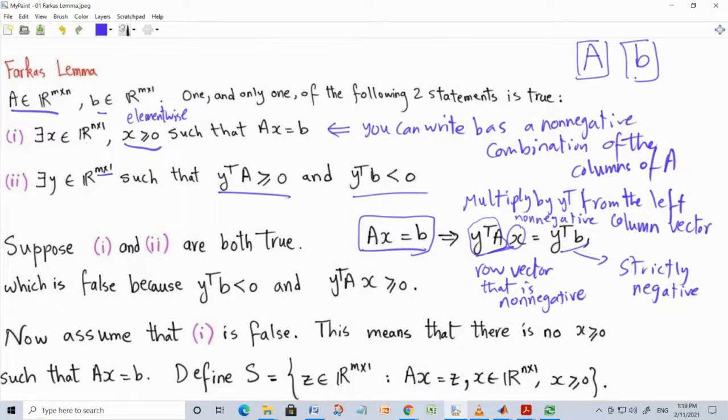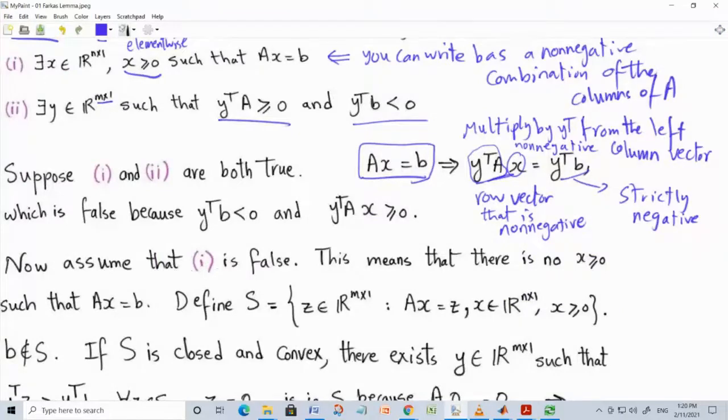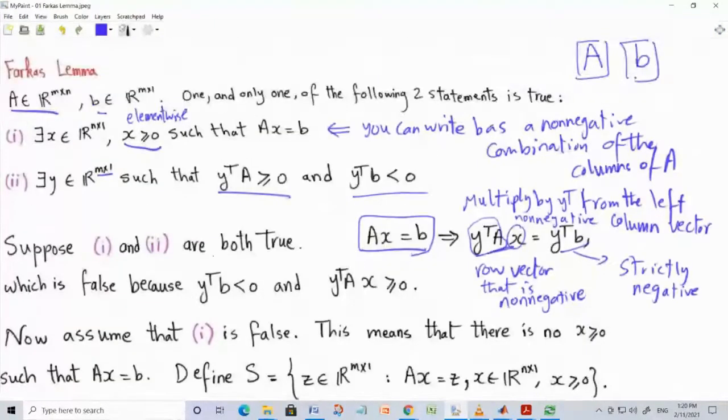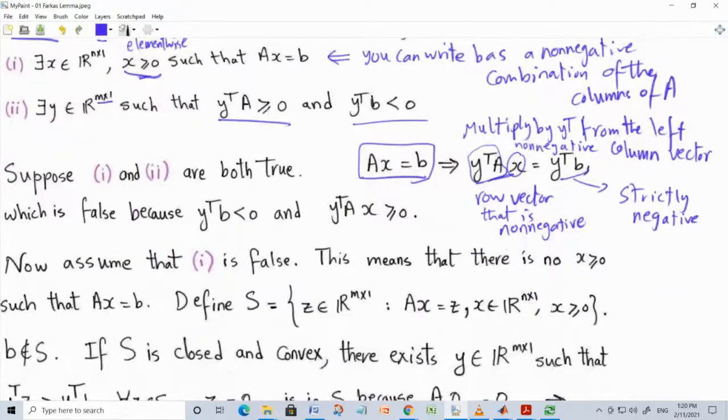Our next step is to assume that the first statement is false, and then to show that if this is the case, then the second statement must be true. So we'll assume that the first statement is false. By false, we mean that you can never find a non-negative vector x such that Ax is equal to b. Now you need to show that the second statement is true. How can we do that?